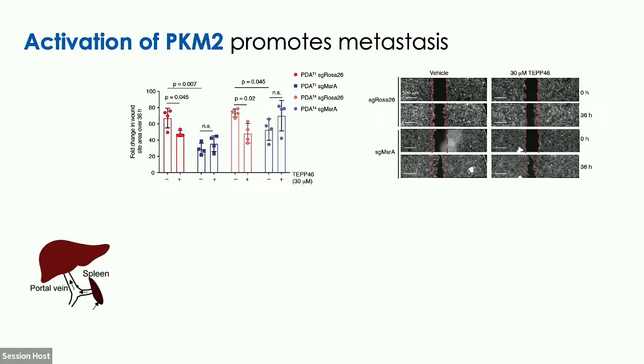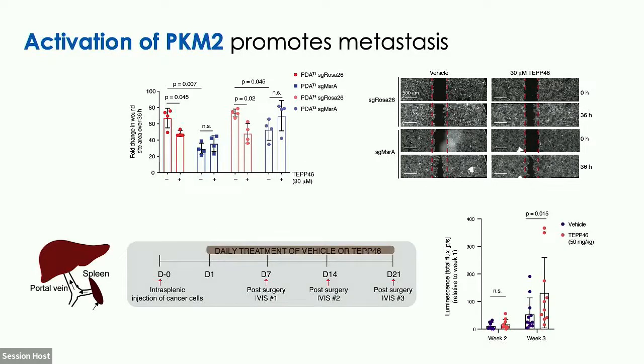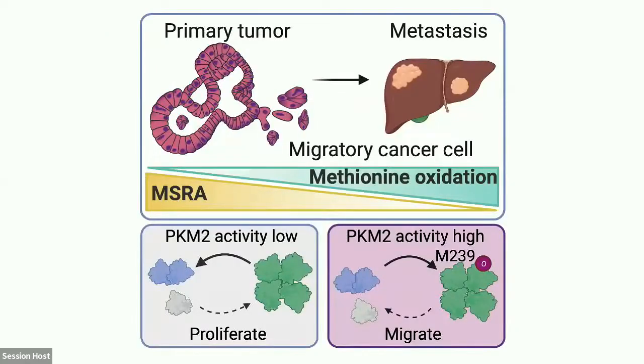And finally, in an in vivo setting using our liver metastatic model, we found that animals treated with the PKM2 activator significantly increase the incidence of liver metastasis. And so I'd like to close.